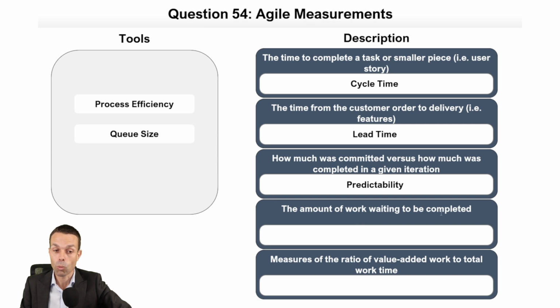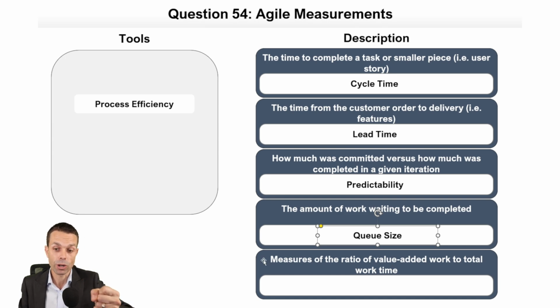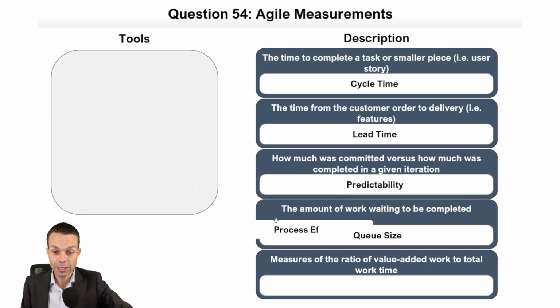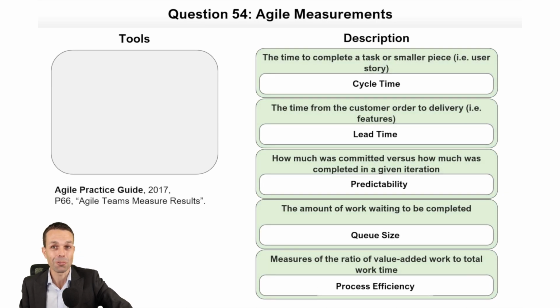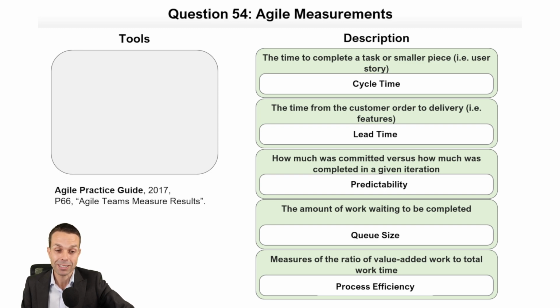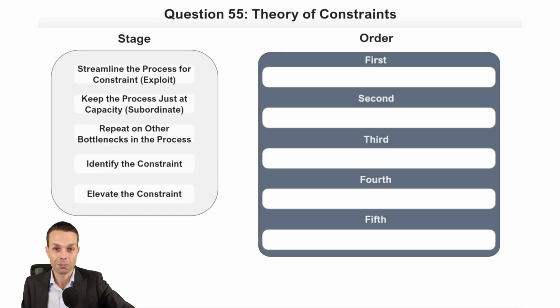The amount of work waiting to be completed is our queue size, and the measure of the ratio of value added or VA work to non-value added or NVA to the total work time shows how efficient our process is. It's process efficiency. Let's check that out just in case. And it looks like we got it right. So that's fantastic work. Page 66, Agile Practice Guide, Agile Teams Measure Results. That one was really, really good.